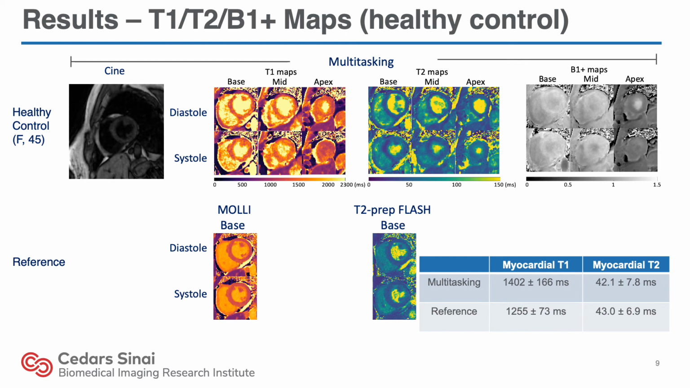The second row shows the reference T1, T2 maps. The myocardial T2 maps between the multitasking and the references are very comparable. As for T1, MOLLI is known to underestimate the T1 values. Multitasking T1 values are closer to the reported values from SASHA at 3T, which is known to be a more accurate method.